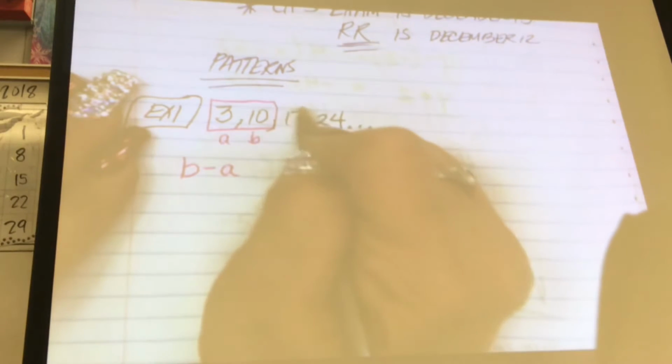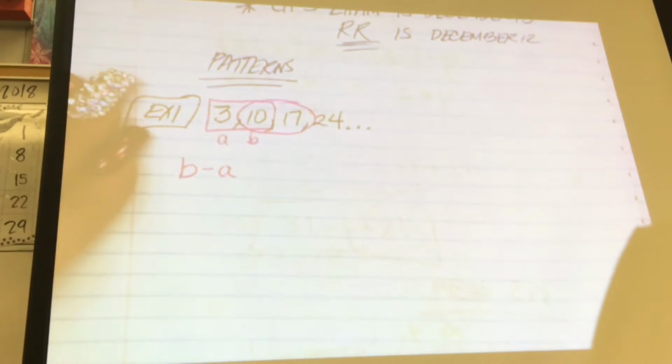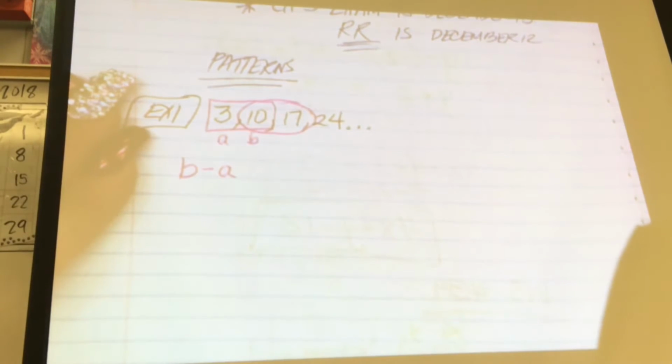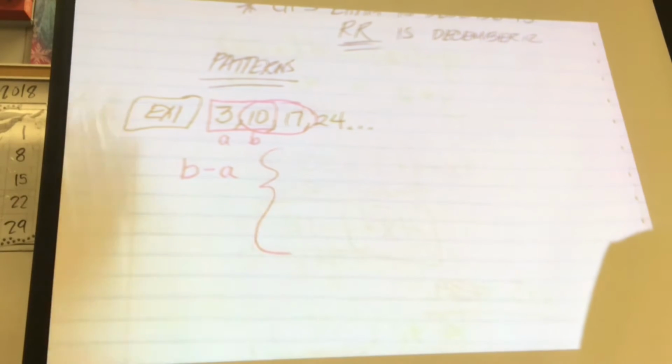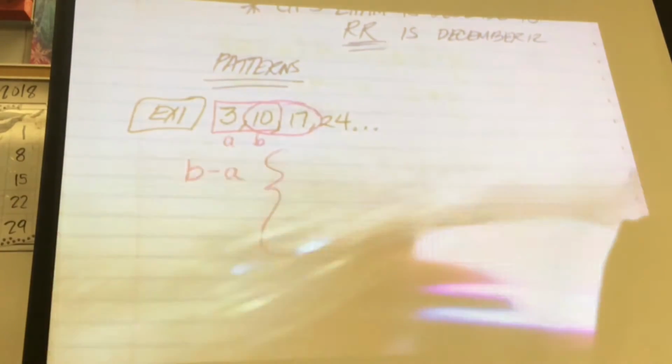Then we're going to take the next two numbers. I'm going to circle those, and I'm going to do the same thing. I'm going to do the second number minus the first number. So we're going to keep doing that and see if we have the same difference. And then we're going to do the same thing with the last two.